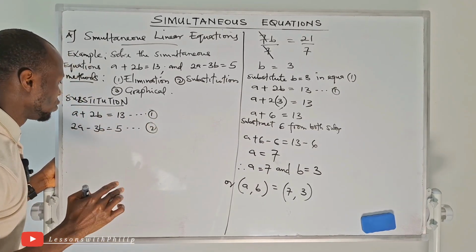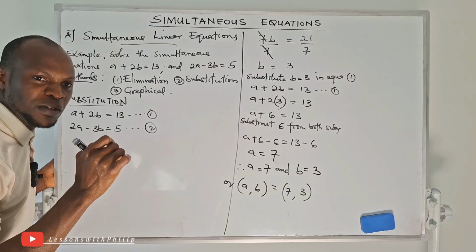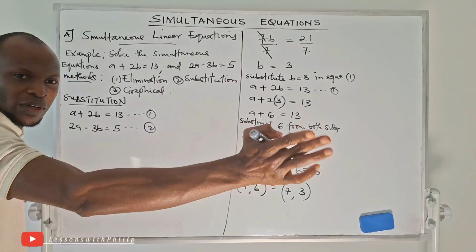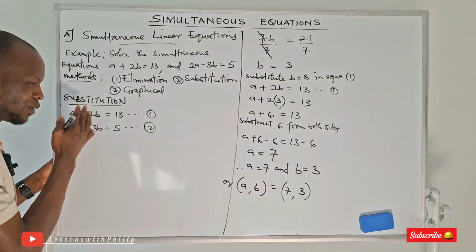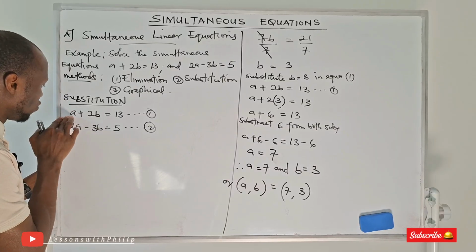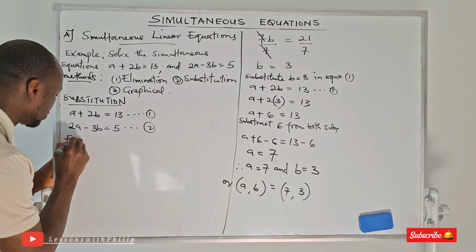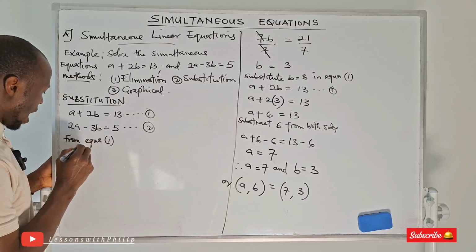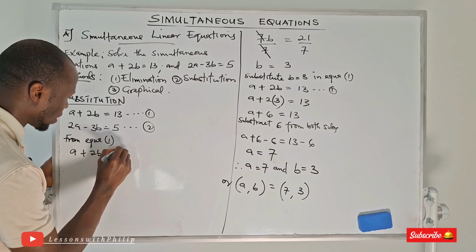Now, for substitution, what you need to do is make one of the variables stand on one side, equal to the rest. So now let's see. I can use equation 1. My equation 1 is very easy because I can see one of the variables standing on its own. So from equation 1, I have a plus 2b equals 13.